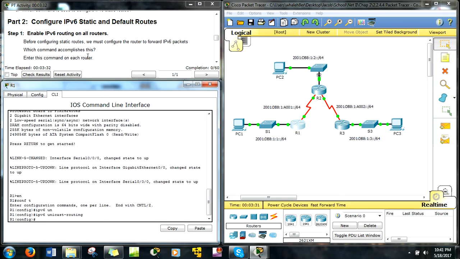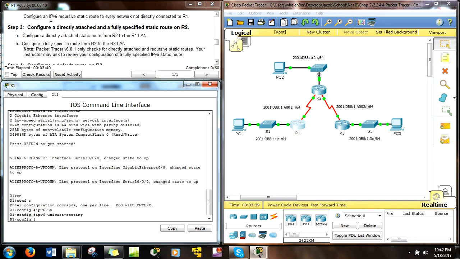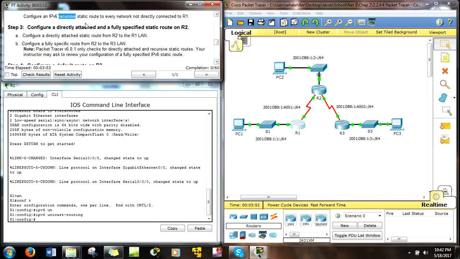R1. So going back to R1. Which command accomplishes that? You just saw. Enter the command on each router. Just did. And one of these days I'm going to learn how to read, and my whole world is going to open, and it's going to be a beautiful thing. Configure an IPv6 recursive static route to every network not directly connected to R1. Now that's the catch, recursive.